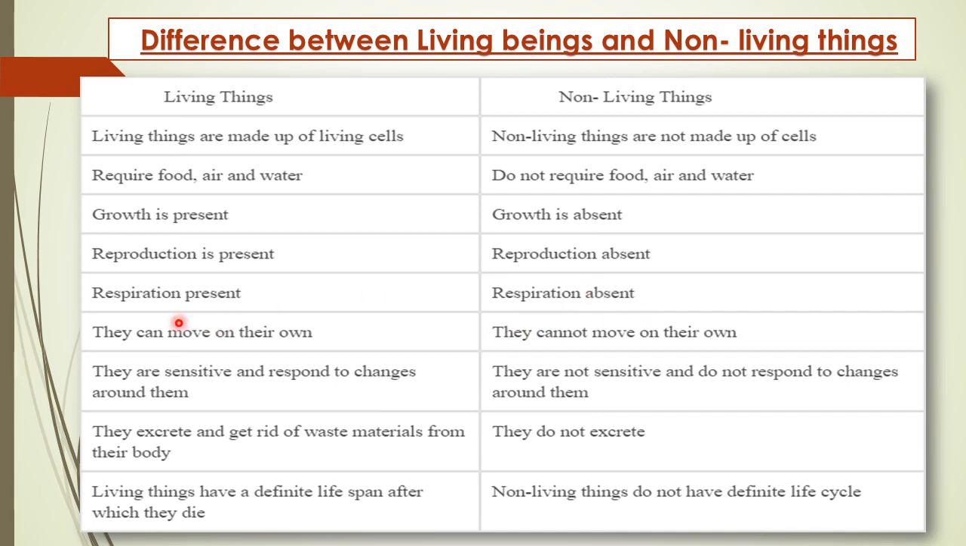Living beings can move on their own. Non-living things do not show movement on their own. Living beings are sensitive and respond to changes around them, whereas non-living things are not sensitive and do not respond to changes around them. Living things excrete and get rid of waste materials from their body, whereas non-living things do not remove waste from their body. They do not excrete. Living things have a definite lifespan after which they die. Non-living things do not have a definite life cycle.